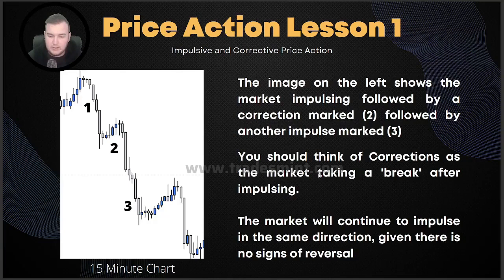You should think of a correction as the market taking a break after impulsing. So think about running a marathon. You're going to run, and then you're going to take a break. So you're going to walk for a couple of minutes, and then you're going to continue running, then walk, and then continue running. Same thing like the market, right?